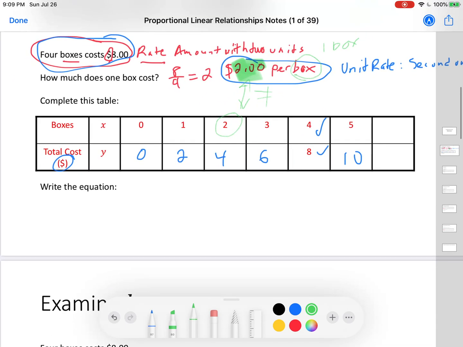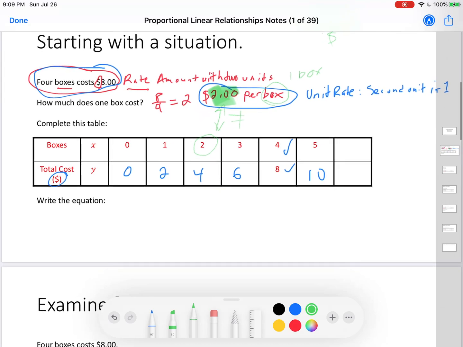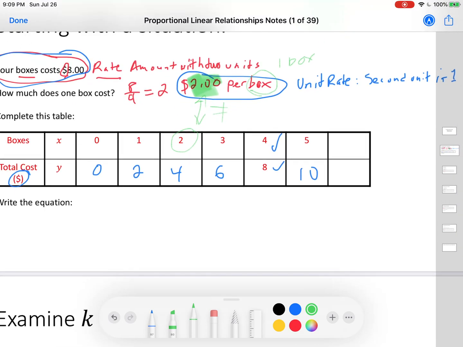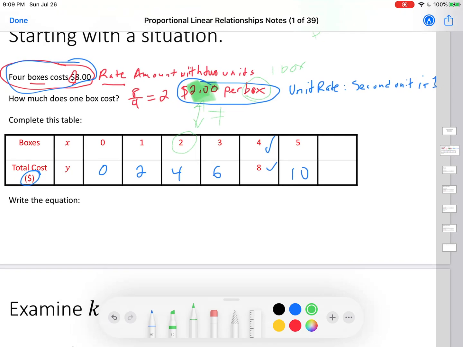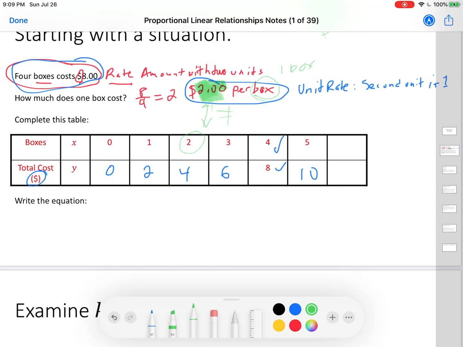All right. Now we have to write the equation. Well, you know that this is x and y, right? X's, by the way, are the first one, and y's are the second one. Boxes are first, it's x. Dollars are second, it's y. X, y. So 0, 1, 2, 3, 4, 5, and then I want to know, what if this was x? What if this was x?